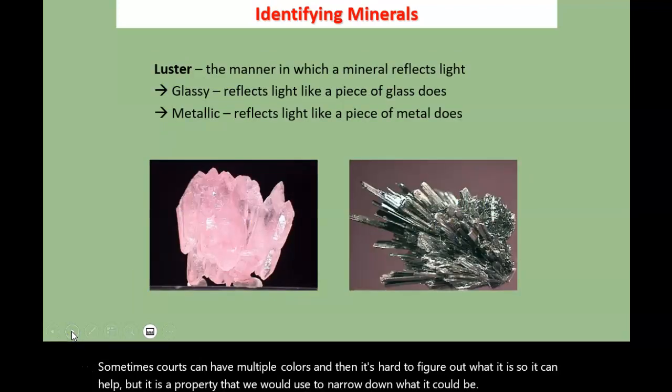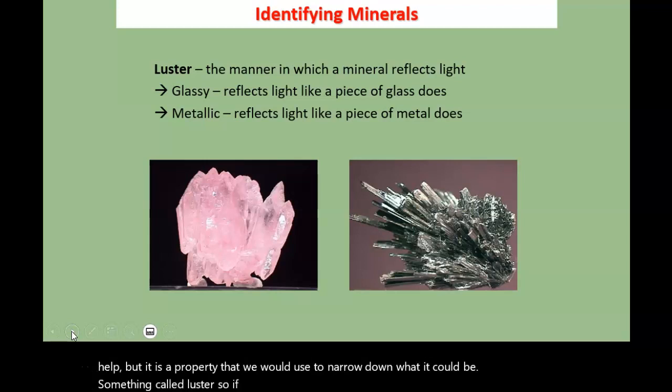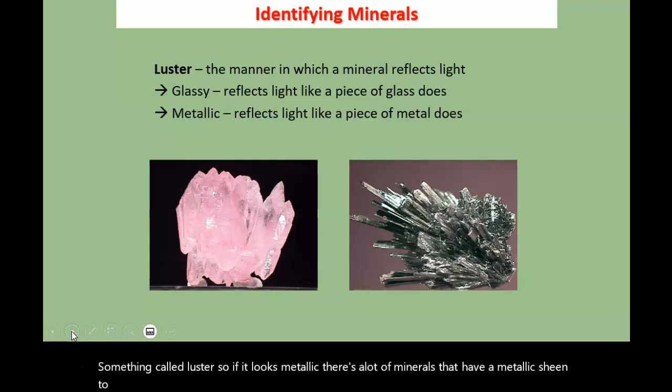Something called luster. So if it looks metallic, there's a lot of minerals that have a metallic sheen to them. We'd put them in a category, and then we'd work our way down to other properties. Or if they're glassy.